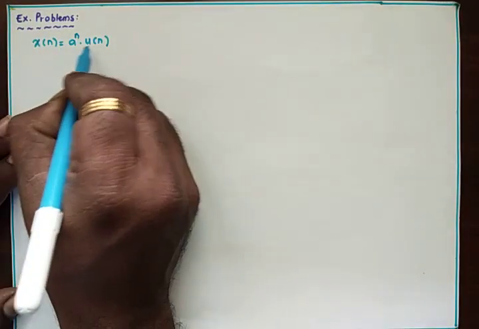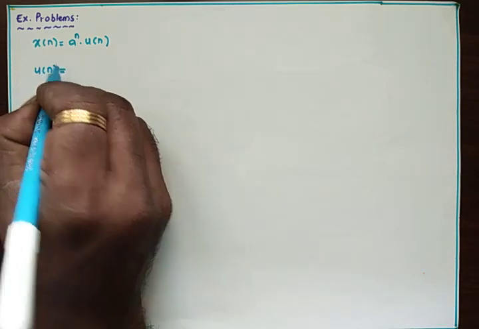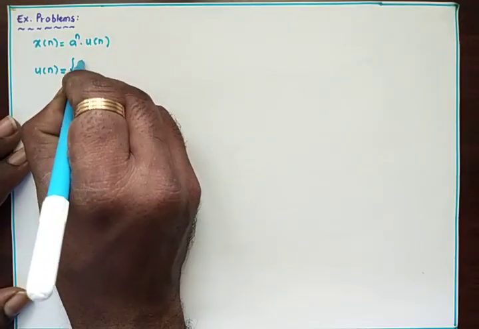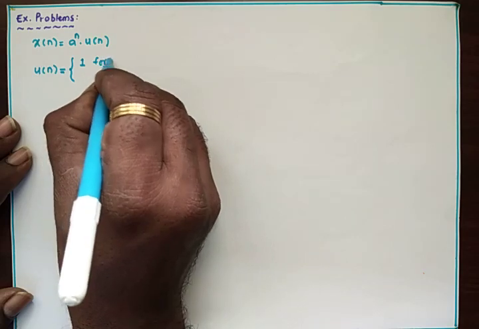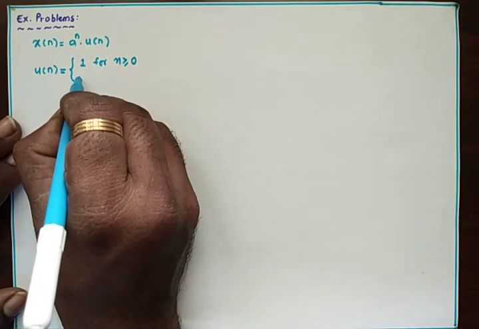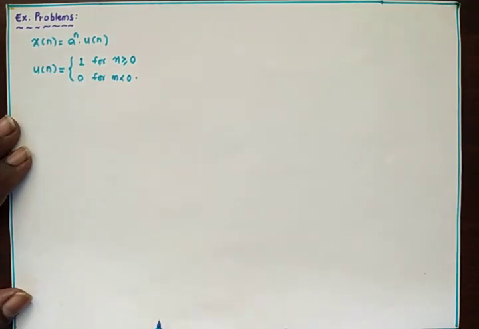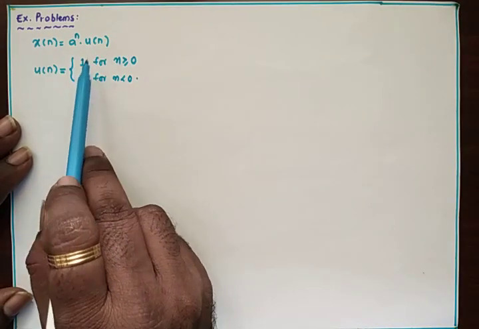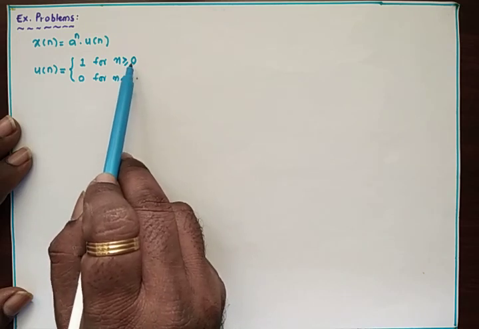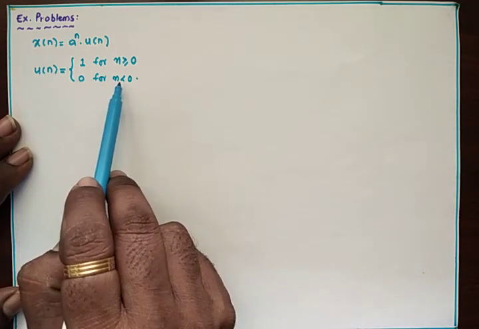So here, based on this u of n, you can have that consideration. u of n is nothing but a discrete time unit step signal. u of n is equal to 1 for n greater than or equal to 0, and u of n is equal to 0 for n less than 0. That means, if I consider u of n whose value is 1 for n from 0 onwards, and 0 for n less than 0, what does that mean?